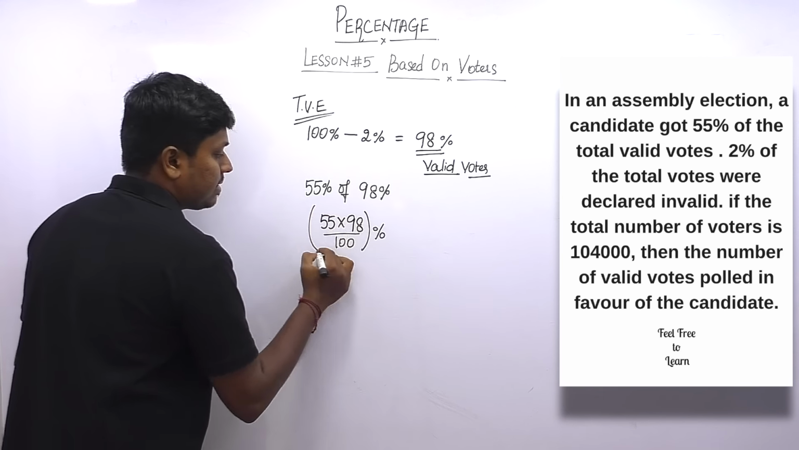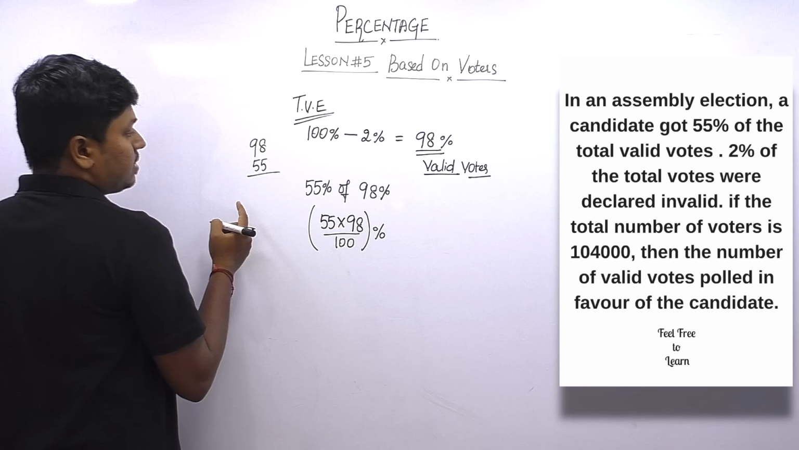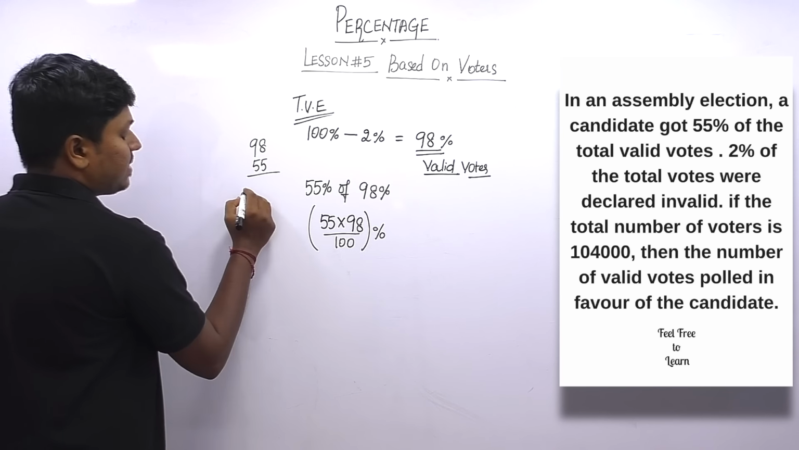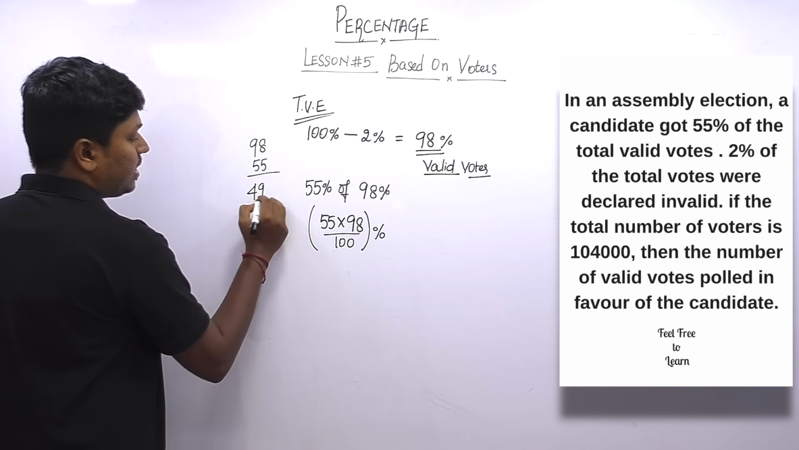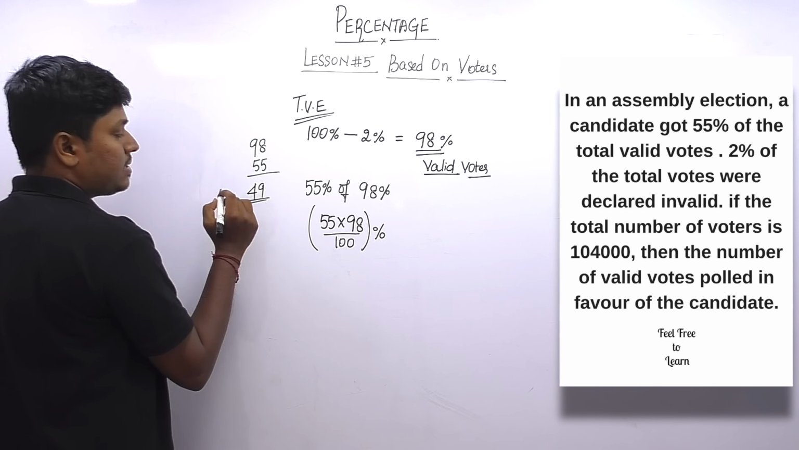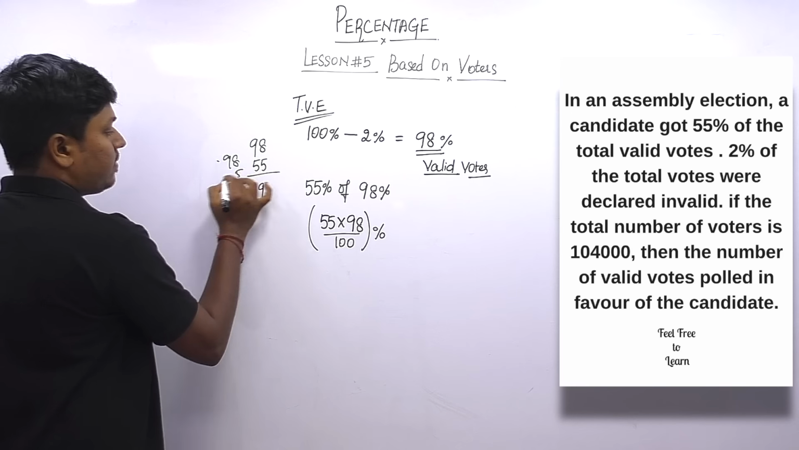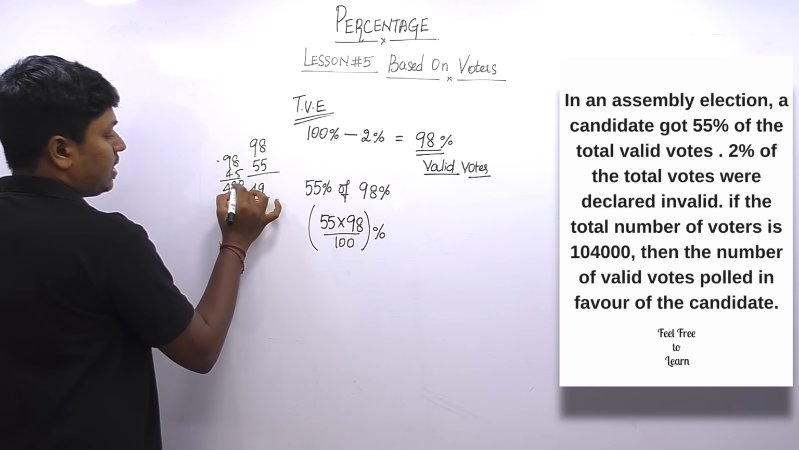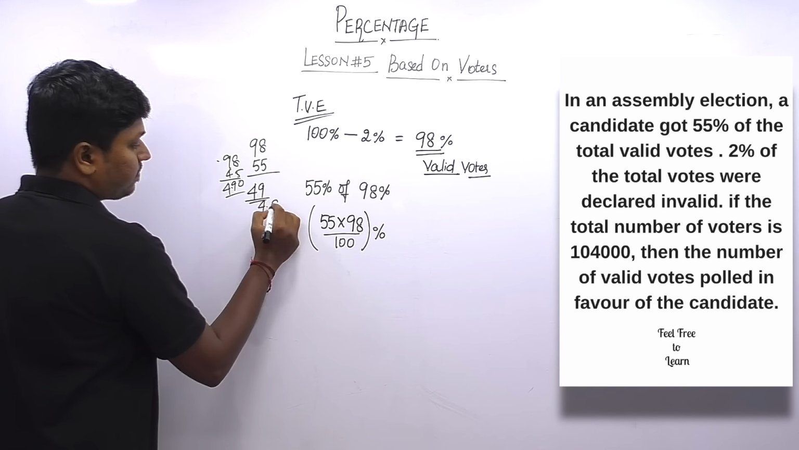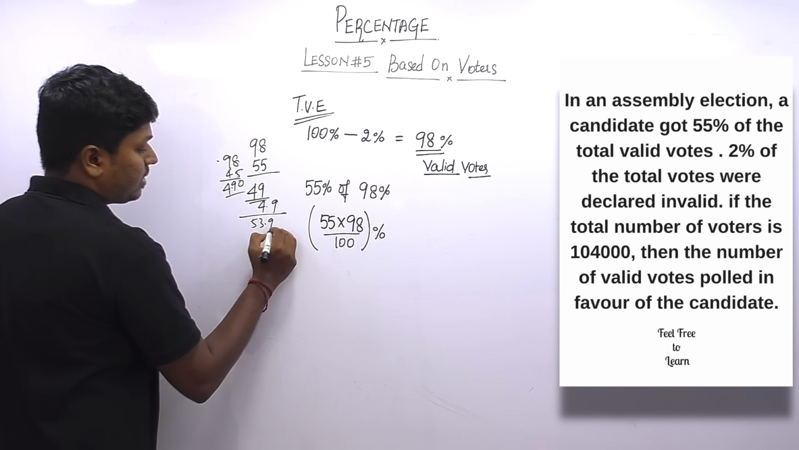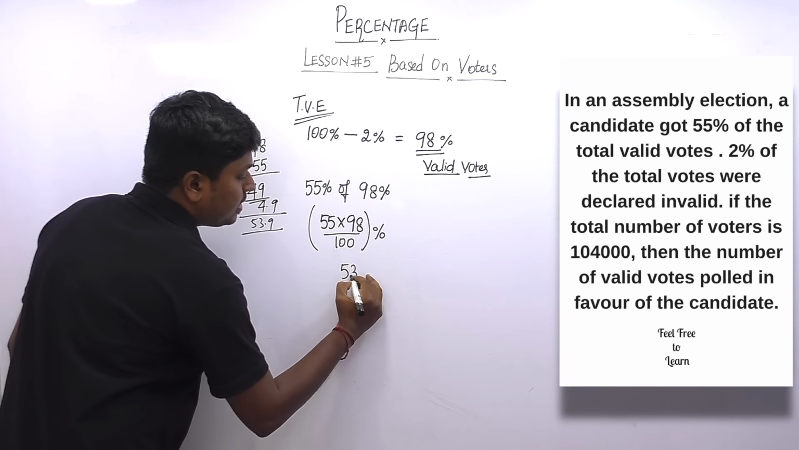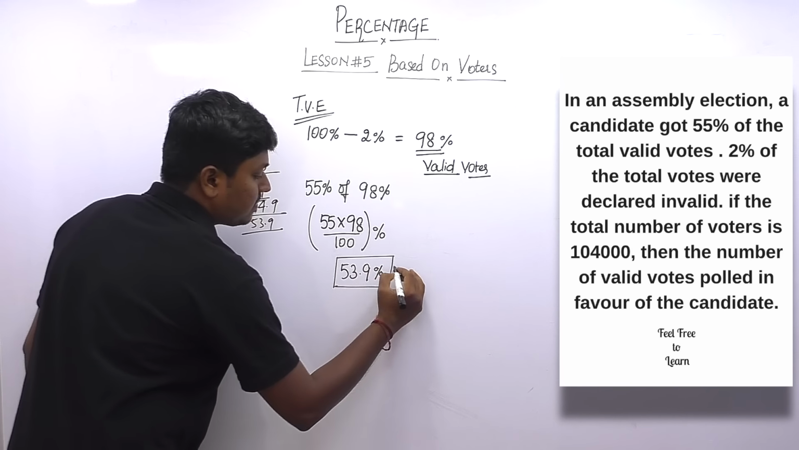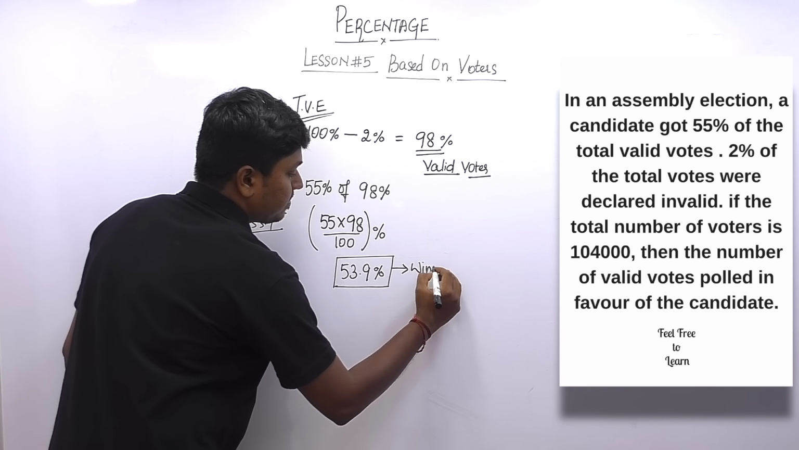So 98 into 55. So let me do one thing. What is 50%? 50% of 98 will be 49. So 49 will be 50%. This is 5%, so 0.98 into 5. 8 5s are 40, 9 5s are 45. So this will be 49, which is 4.9. So 53.9. So finally we got 53.9%. So this will be the winner percentage.